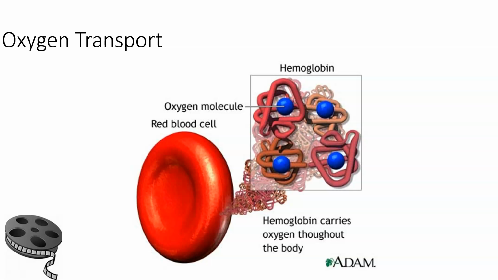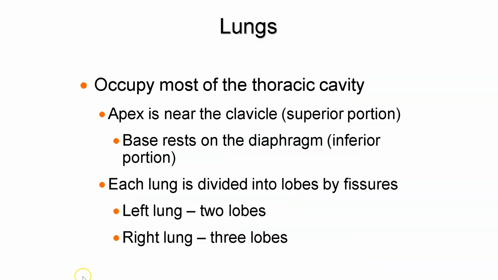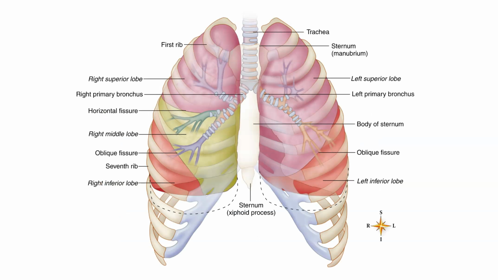And the last thing briefly are the lungs. The lungs occupy most of the thoracic cavity. Here's what they kind of look like. You can see here the right lung and the left lung. You're looking at someone else's body in anatomical position. So the sternum and the xiphoid process, and you can see here that the left lung has fewer lobes. The right lung has 3 lobes, and the left lung has 2 lobes.